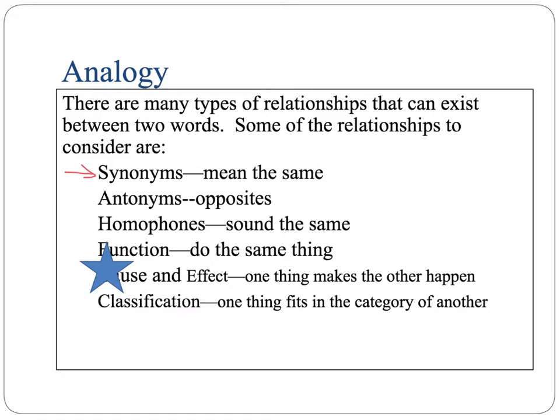So for example, I could say car is to Lamborghini as airplane is to Delta, which is a type of airline. So that's classification. One type falls into the category or classification of another.